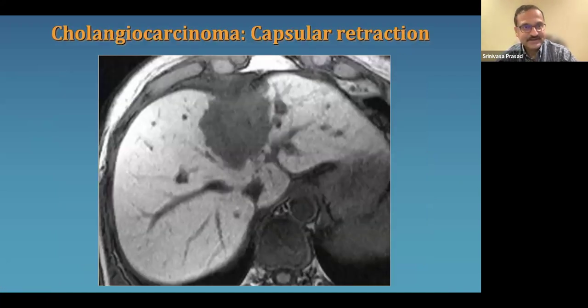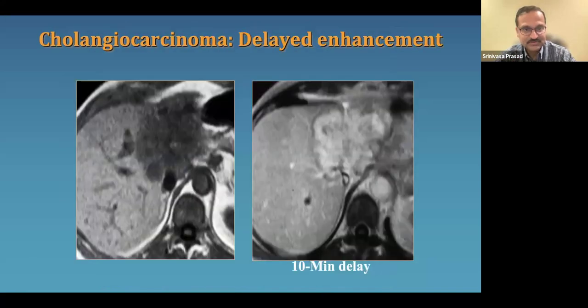Another characteristic finding of cholangiocarcinoma is the so-called capsular retraction, because of increased desmoplasia. The desmoplastic stroma is what makes the tumors show characteristic imaging features of hypovascularity as well as delayed contrast enhancement and the capsular retraction. So these are all because of the desmoplastic or fibrotic stroma in these tumors.